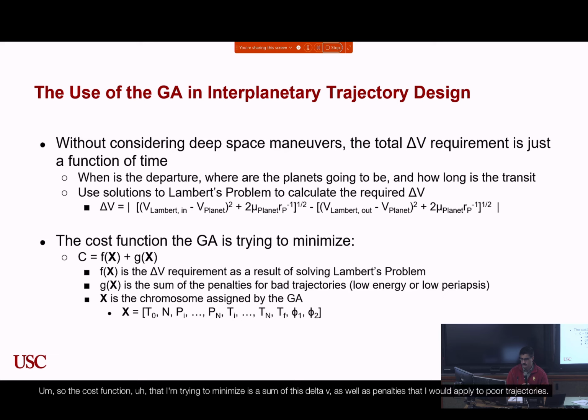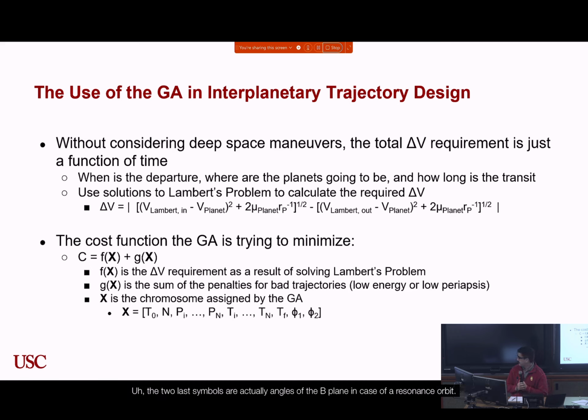So the cost function that I'm trying to minimize is a sum of this delta V as well as penalties that I would apply to poor trajectories. And these would be low energy arrivals, which would be non-hyperbolic on arrival, usually to the first planet, as well as low passes that would enter the atmosphere or crash into the center of the planet. And then finally, down at the bottom is an example of a chromosome that I would use to run my cost function. So departure dates, number of flybys, the planets in that order, the corresponding times, and then the time of flight to the final planet.